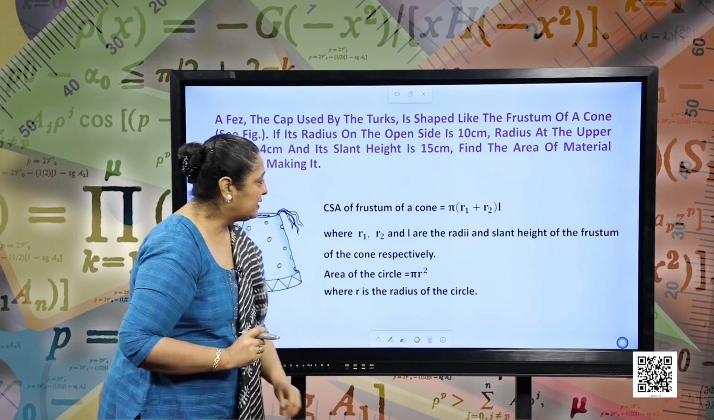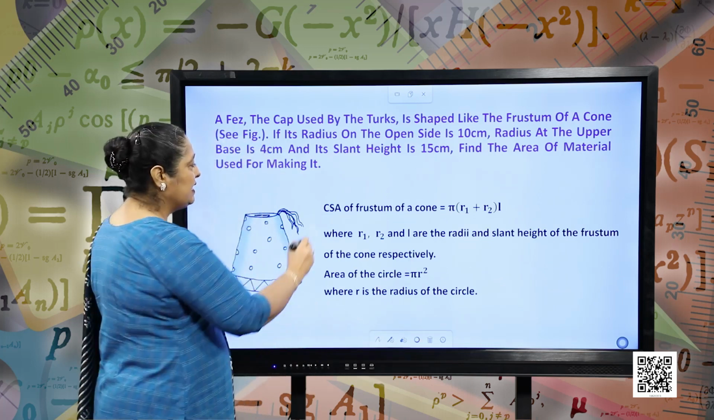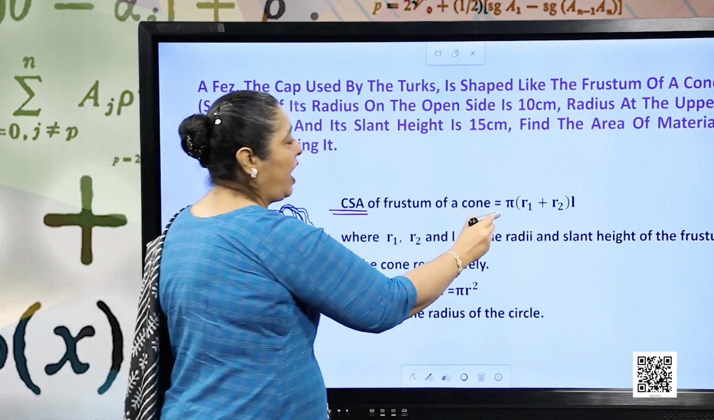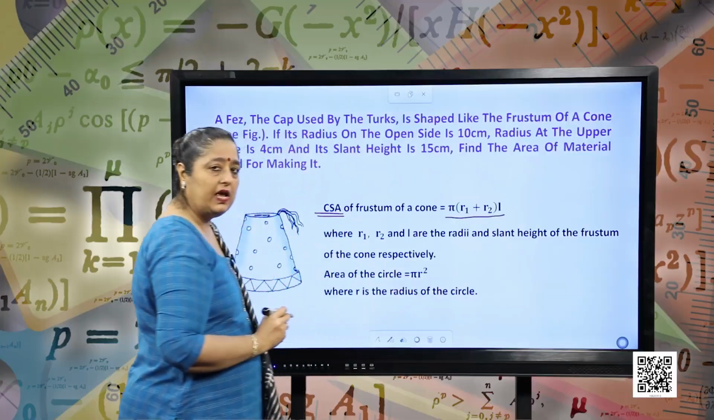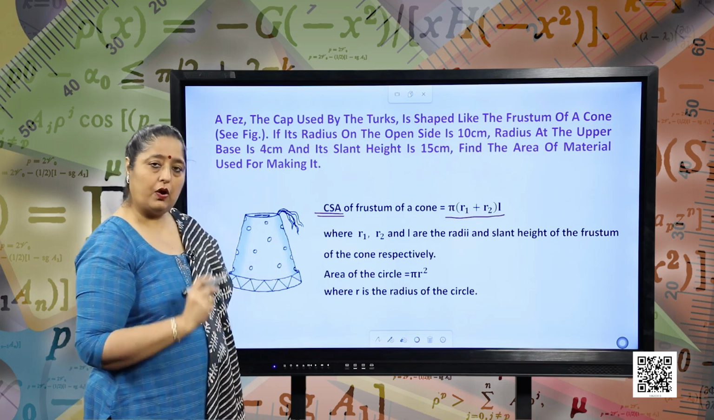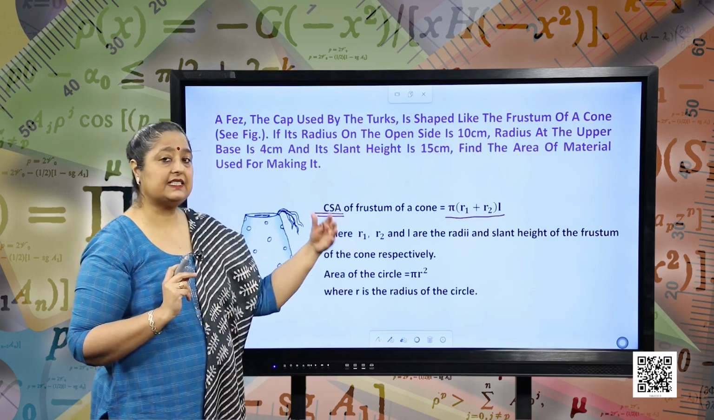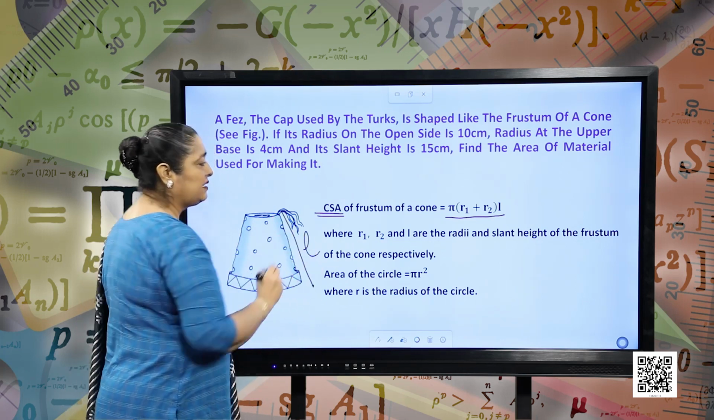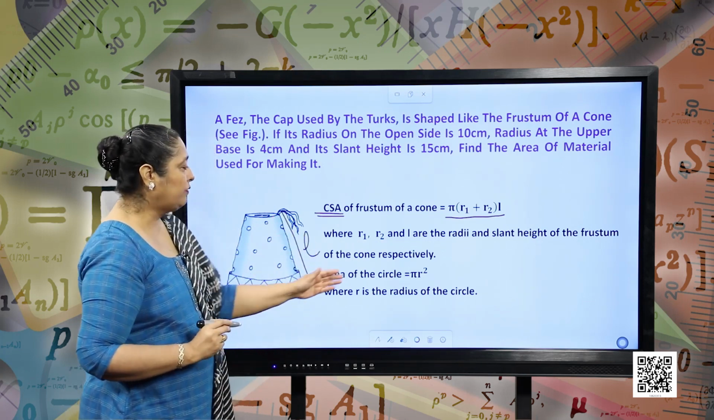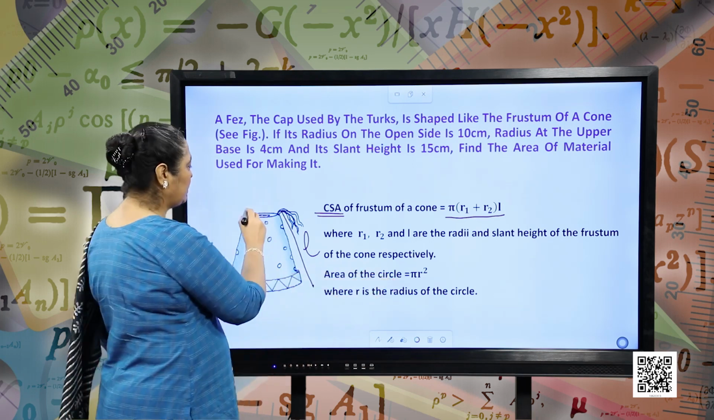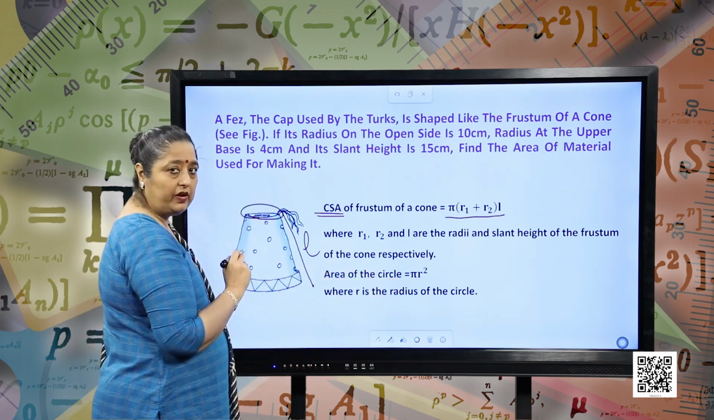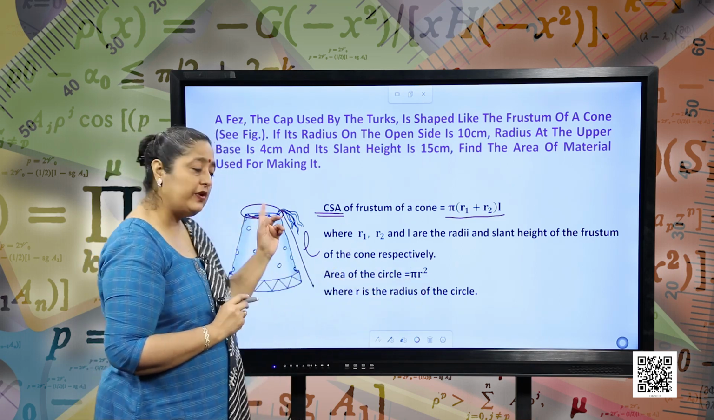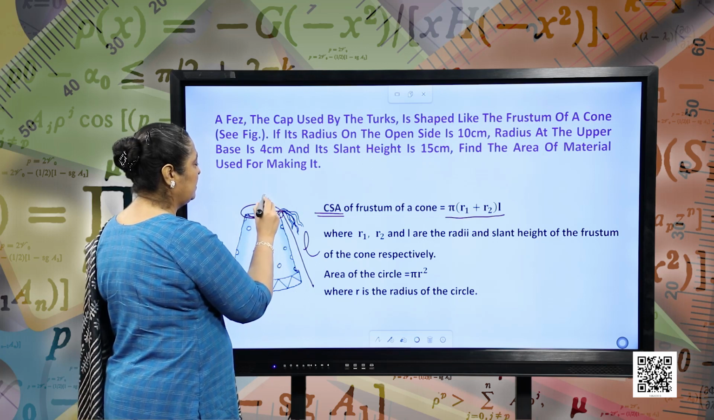So, let us move forward and put the formulas. CSA, or the curved surface area of the frustum, will be pi (r1 + r2) L. R1 is the radius of one base, R2 is the radius of the second base, and L is the slant height, right. So, area of the circle will be, the base is a circular end. So, it will be pi r square, where r is the radius of this circle.